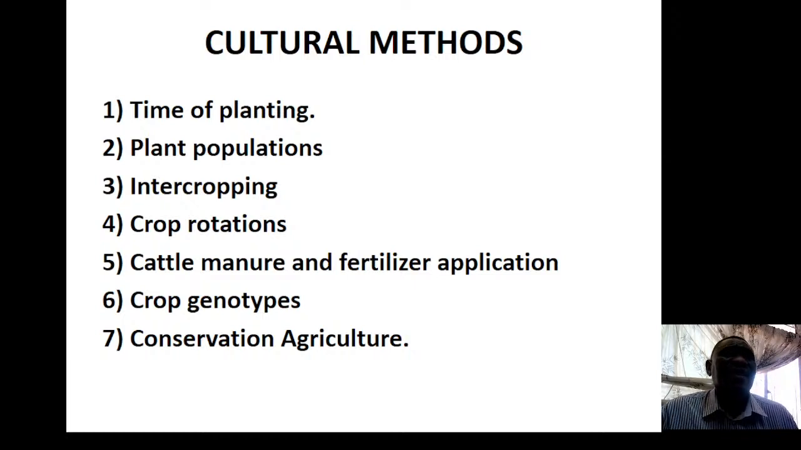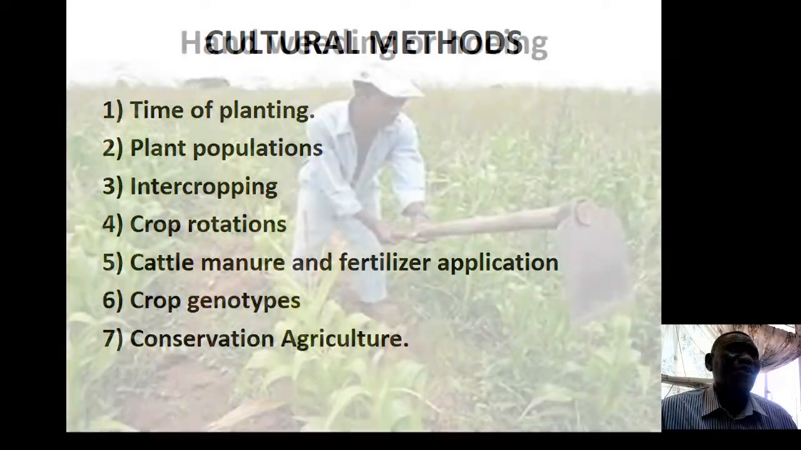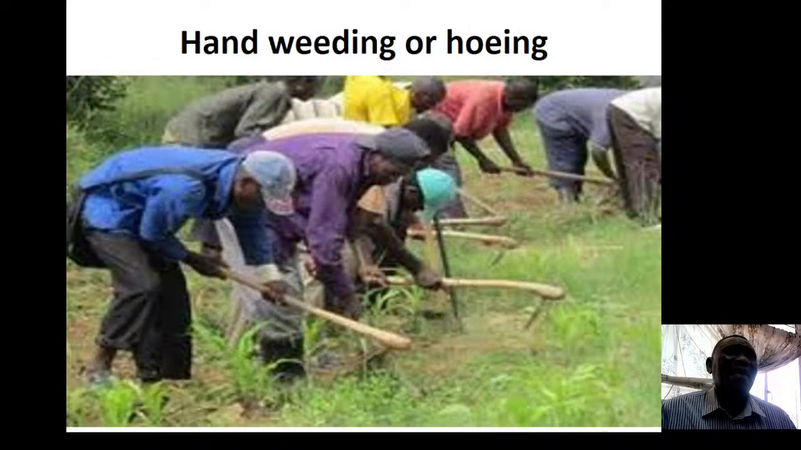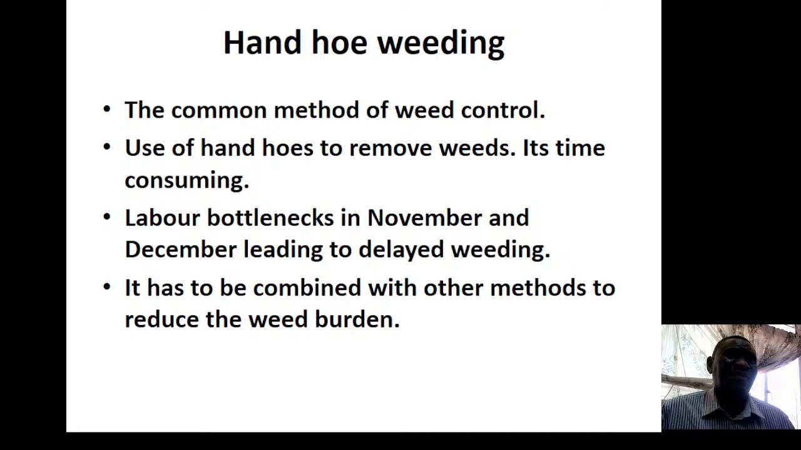So some of these systems could minimize weeds. This is hand hoeing or weeding, which is common. But you can see the maize is already tasseling, which could be the wrong time of weeding. Weeding may require a lot of people to do it timely. It is the common method of weed control. You use hand hoes to remove weeds.